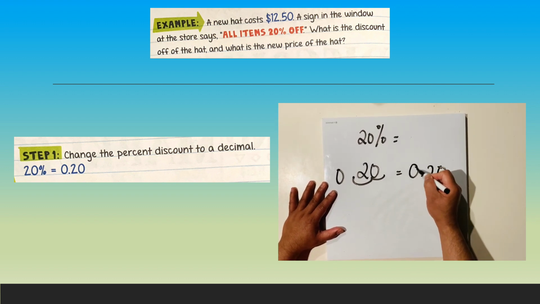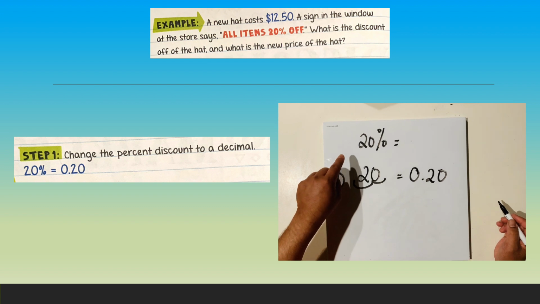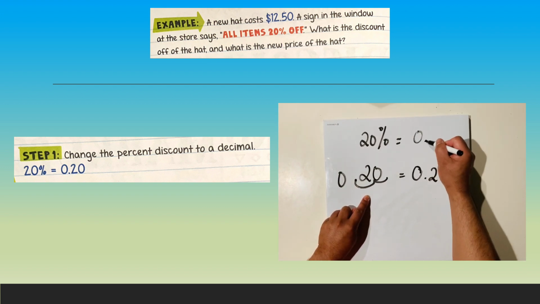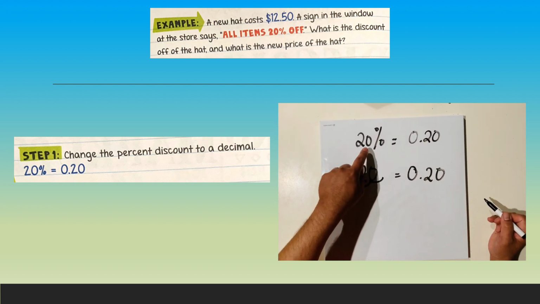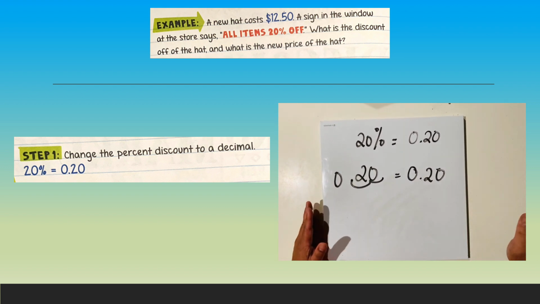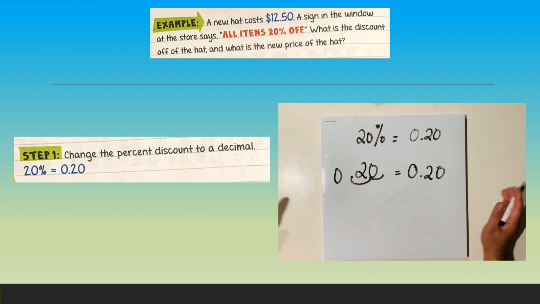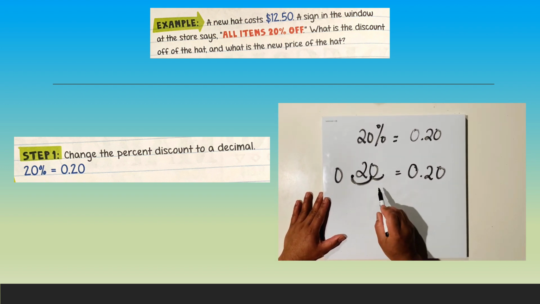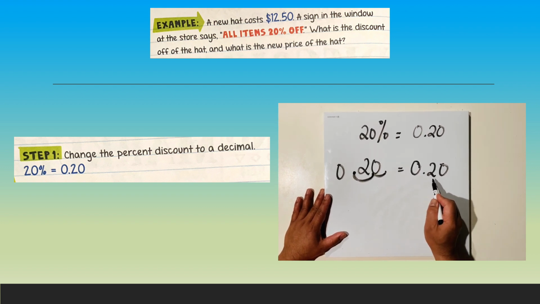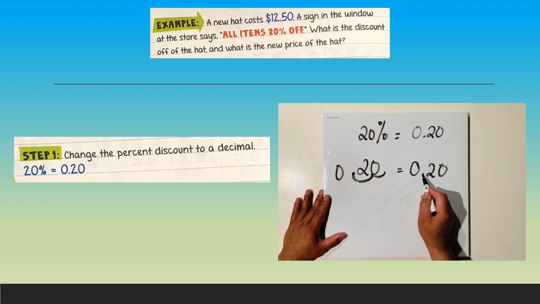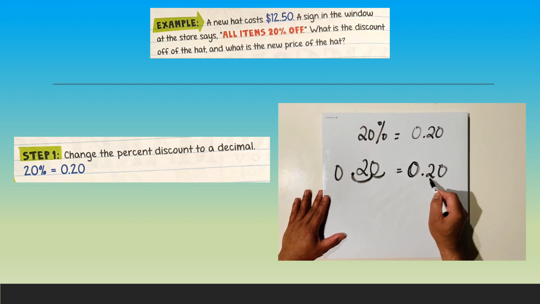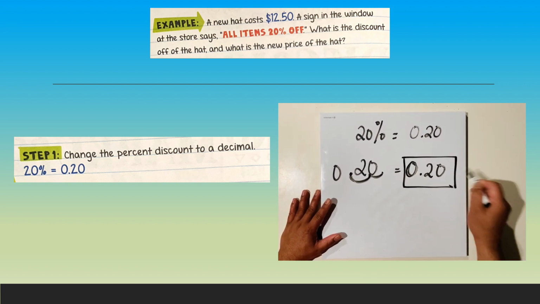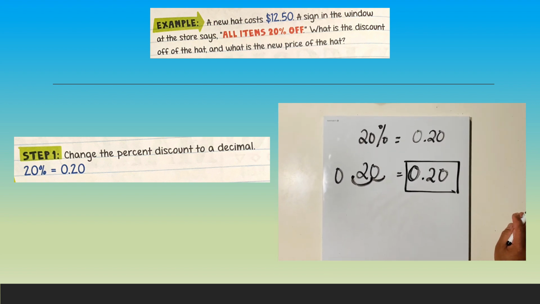That's the first step. Again, you're going to change percent to decimal. You need to move 2 places from your right going to your left, 1, 2. That's the reason why you will end up with 20. Then write the decimal point, write 0. So 0.20. This is the first partial answer, 0.20.